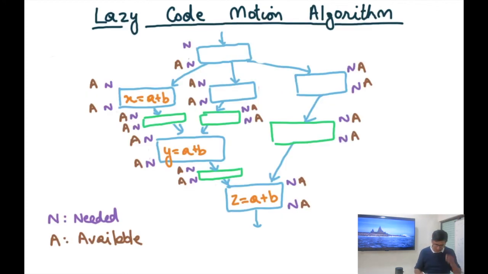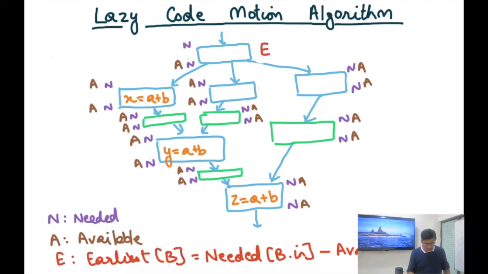All right, so in this particular example, we have already seen how this analysis is going to show that a plus b is needed at all program points, and it is available at all program points except at the entry of the first basic block. And from here we know that the earliest we can place a plus b is at the first basic block. Earliest of b equals needed b dot in minus available b dot in. And so the only basic block for which a plus b will appear inside the earliest of that basic block is going to be the first basic block. And so for the first basic block, I'm going to have a plus b, and so that's the earliest I can put a plus b.